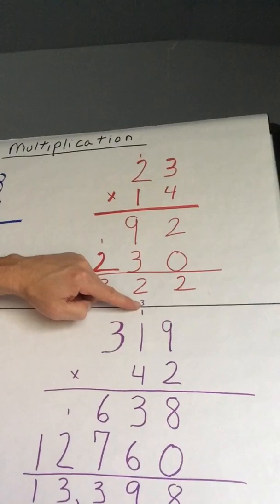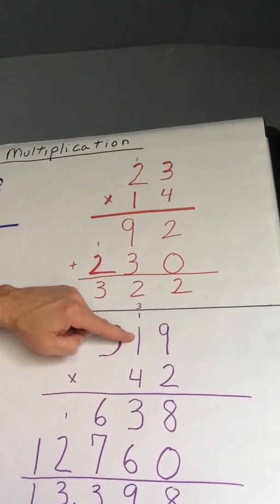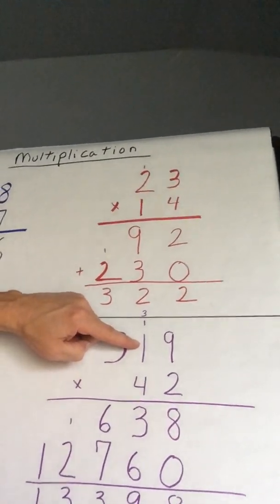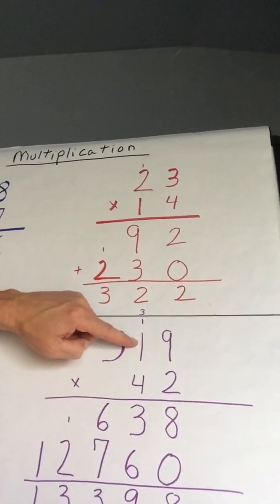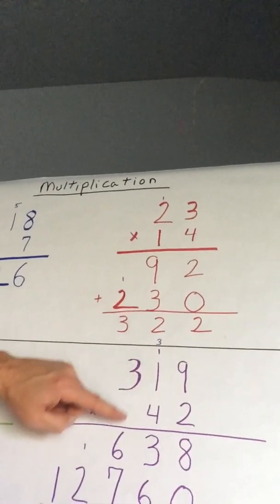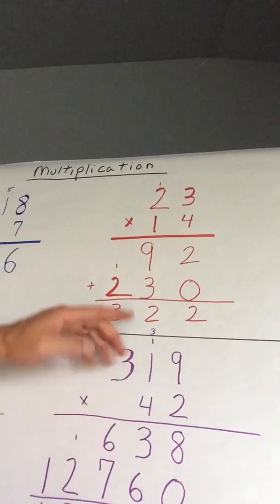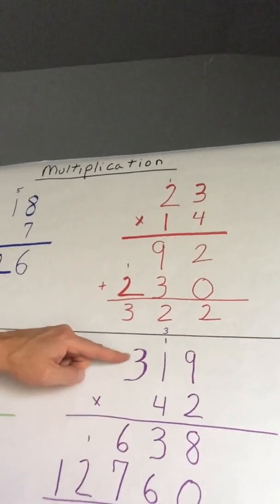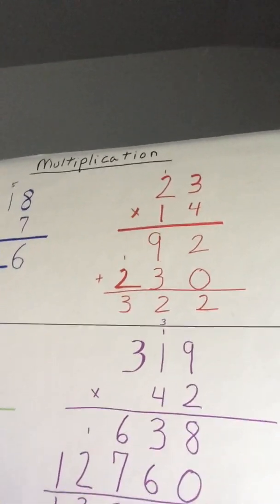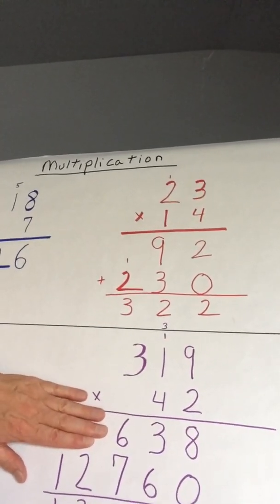Now we do 4 times 1, is 4, right? 4 times 1 is 4. We take our regroup 3, makes it 7. Now we go over to here. 4 times 3 is 12. And now we have our problem set up for our final addition.